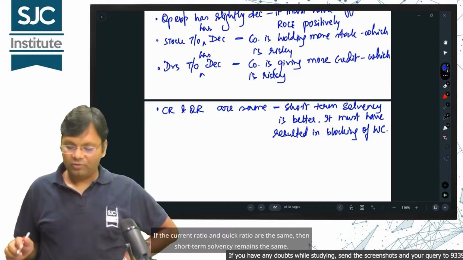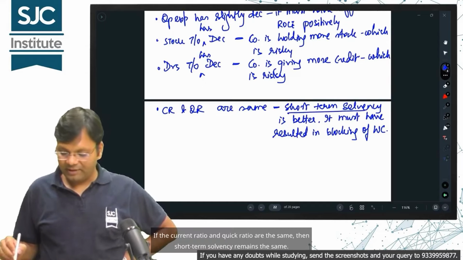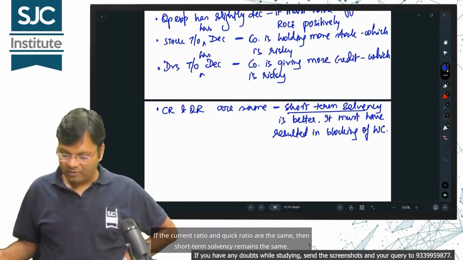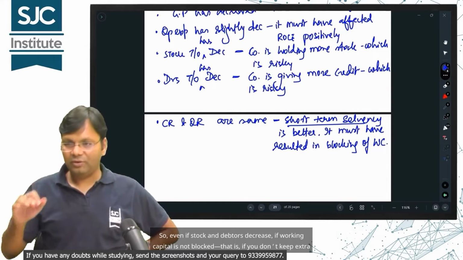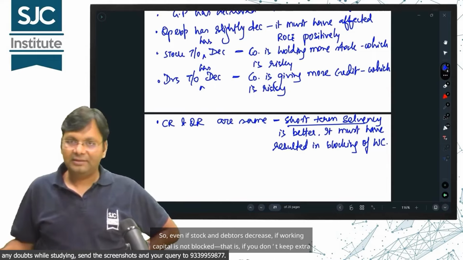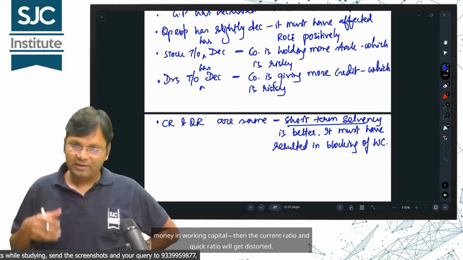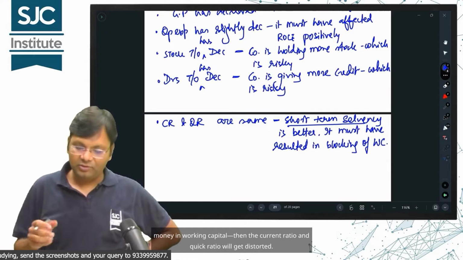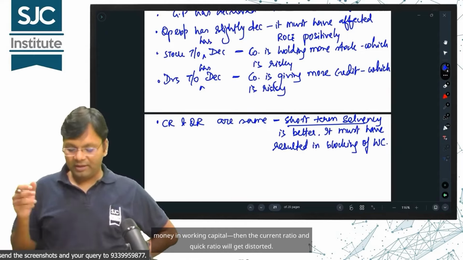If the current ratio and quick ratio are the same, then short-term solvency remains the same. But how do we know that working capital has been blocked? Because your stock turnover and debtors turnover are decreasing. So, even if stock and debtors decrease, if working capital is not blocked, that is, if you don't keep extra money in working capital, then the current ratio and quick ratio will get distorted.